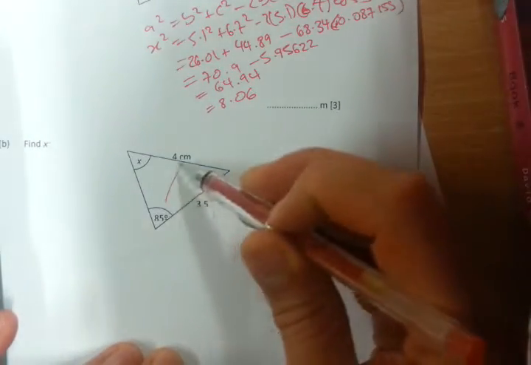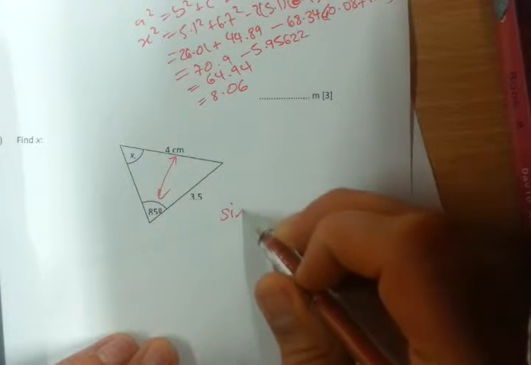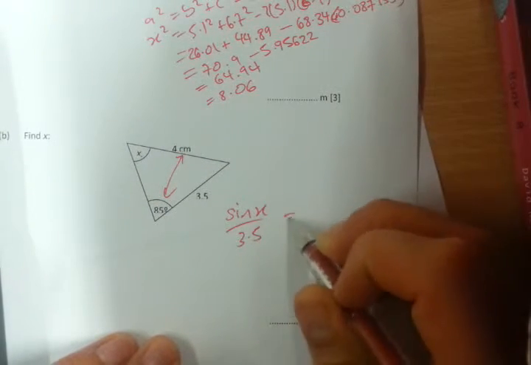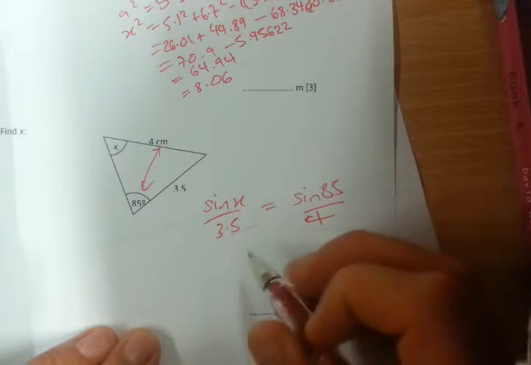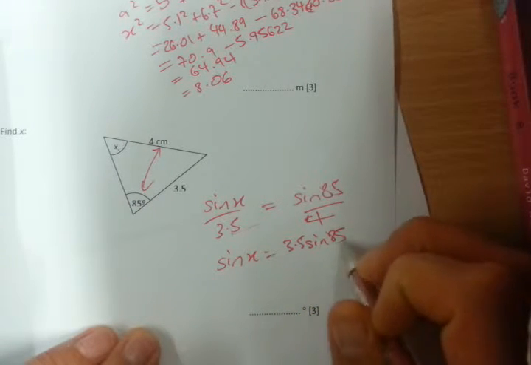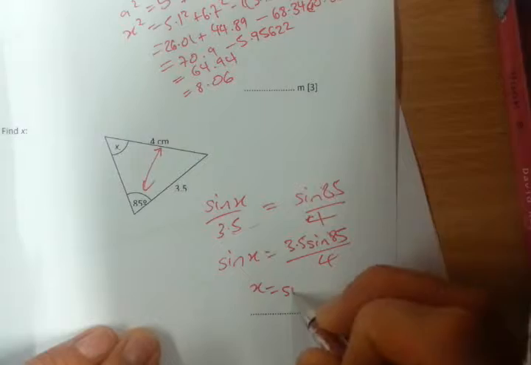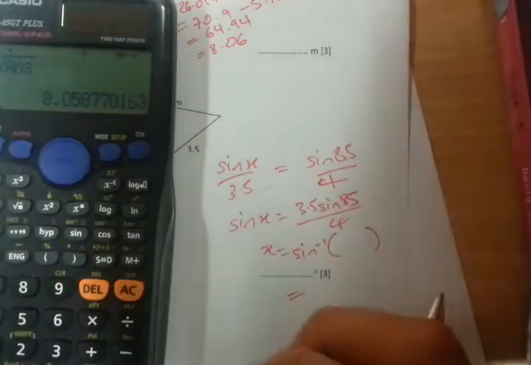For this one, you do have a pair, so you can use sine rule. Because it's the angle at the top, you say sine x on the top over the opposite side equals sine 85 over 4, and then you multiply that 3.5 across, so you get sine x equals 3.5 sine 85 over 4. So x is the inverse sine of that.